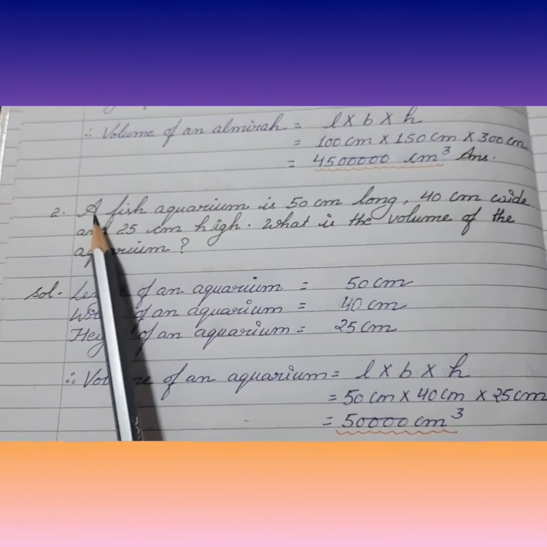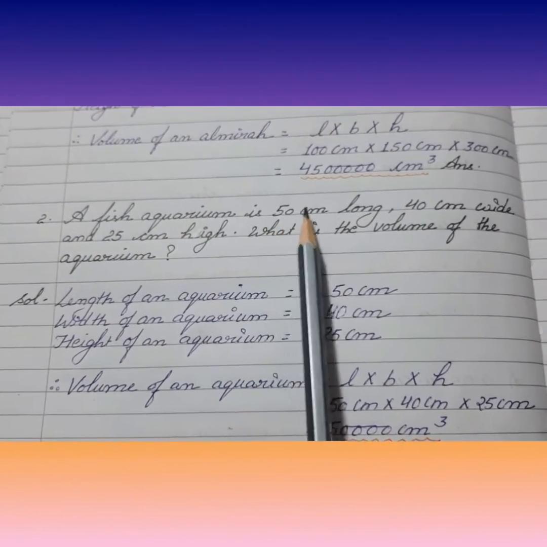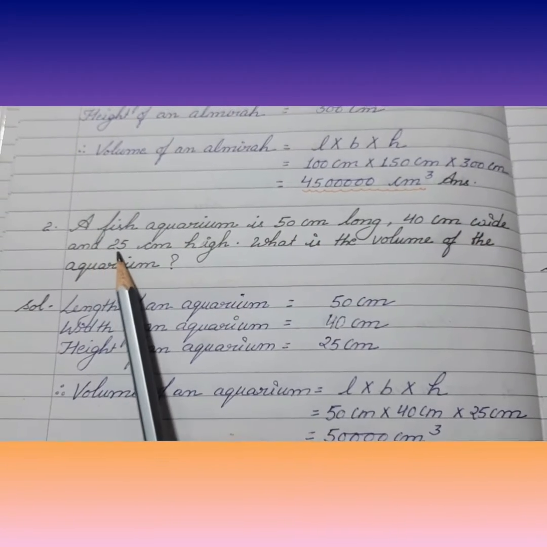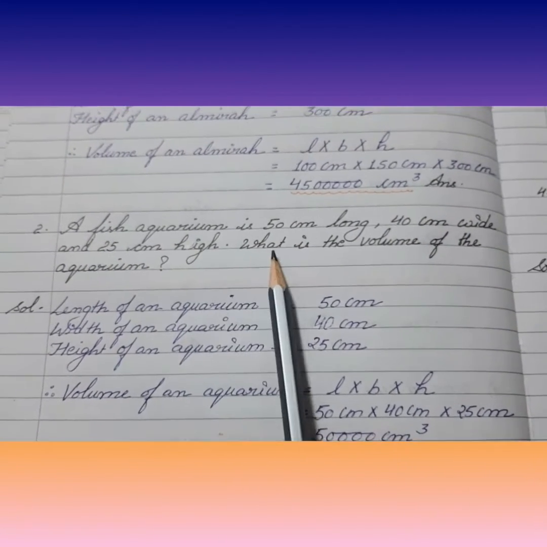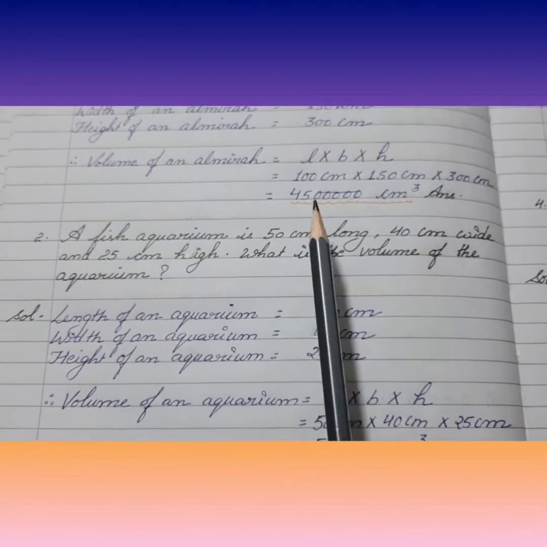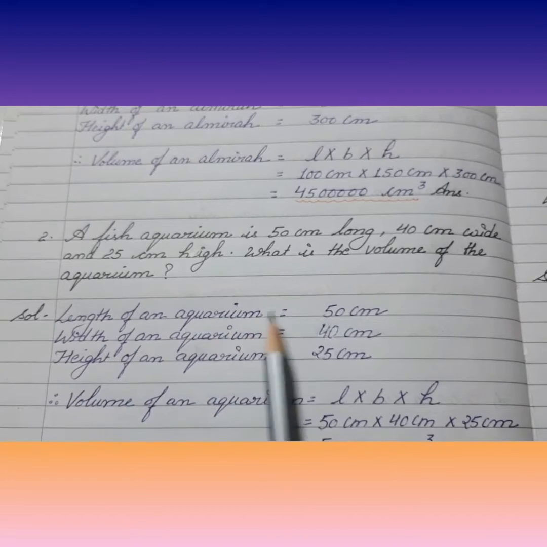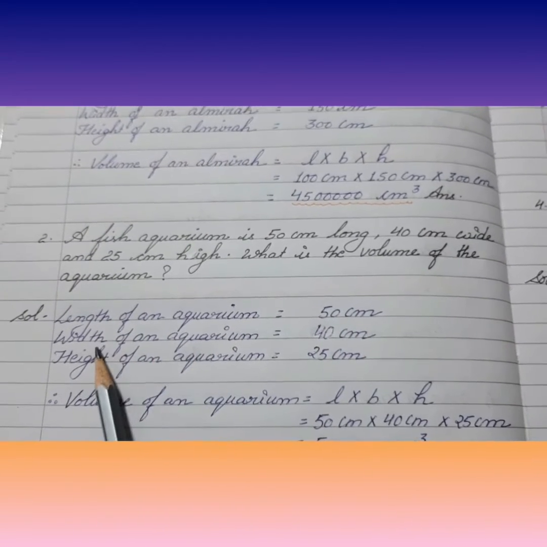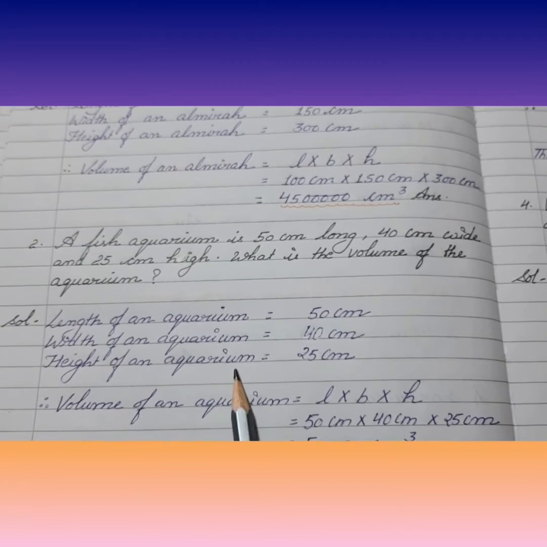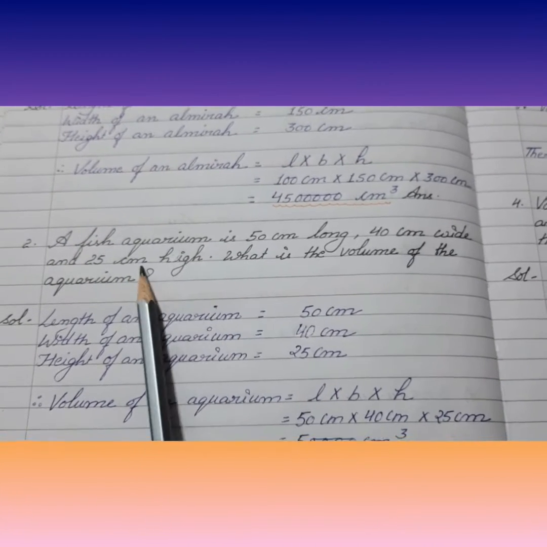Question number 2. A fish aquarium is 50 cm long, 40 cm wide and 25 cm high. What is the volume of the aquarium? It is the same as question number 1. Length of the aquarium is 50 cm, breadth is given 40 cm and height is given 25 cm.